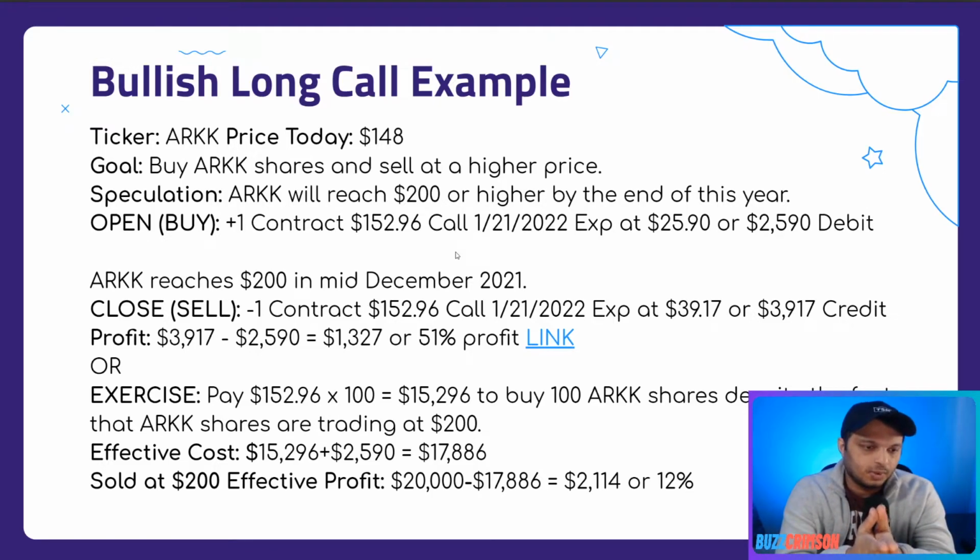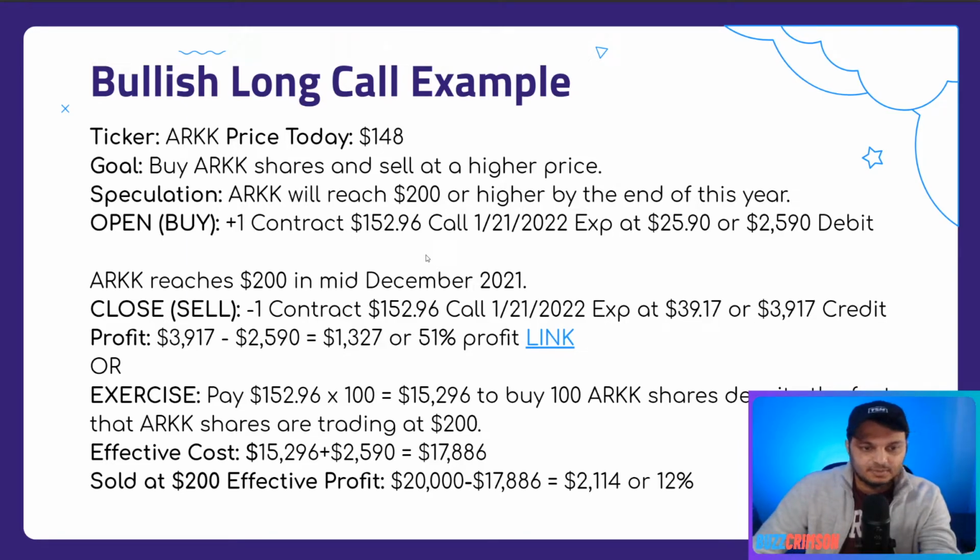So what I can do is buy the shares today at 148. I would have to spend $14,800 today to buy those shares. However, if I don't have that amount of capital, I can turn to options. What I can do is buy one long call, and I did that. Here's an example. So I bought a long call.